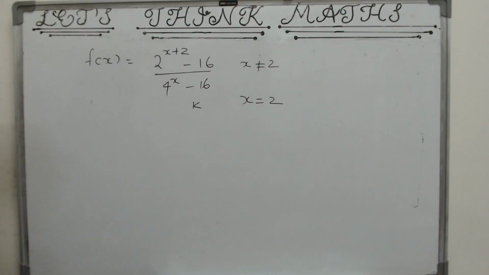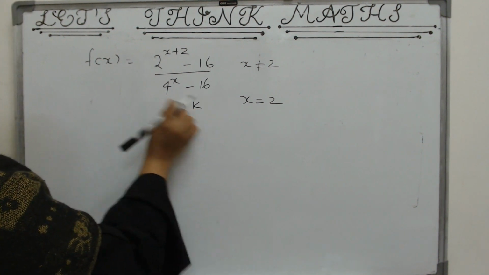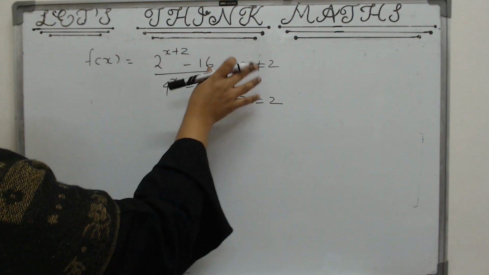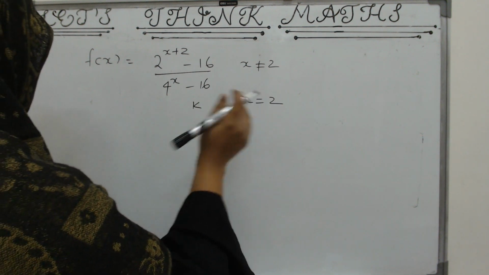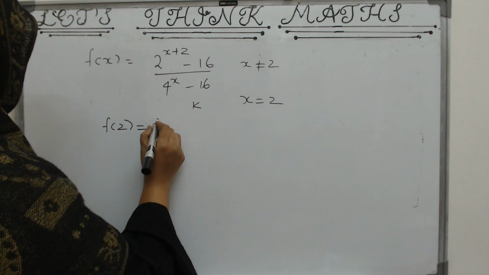Now look at this question. What should be the value of k if f is continuous at 2? You see at 2 you have a break. So let us start solving. f(2) will be what? It is given as k.